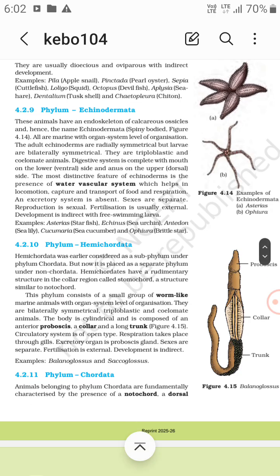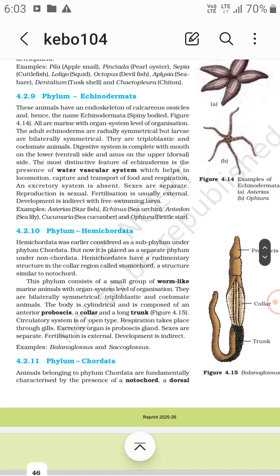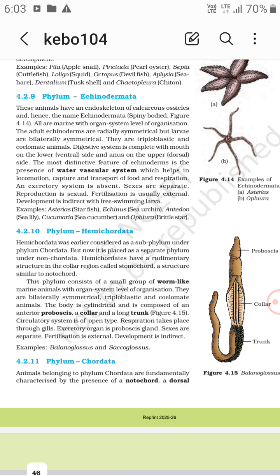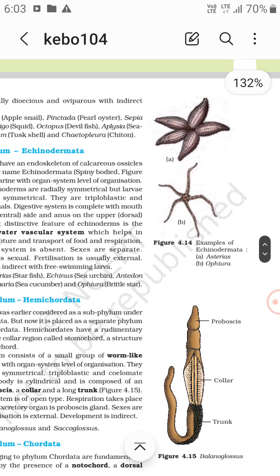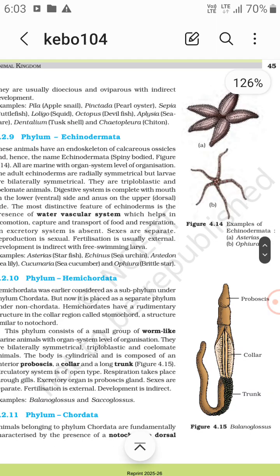They show free living larvae, indirect development. Now Asteroidea: starfish; Echinus, sea urchin; Antedon, sea lily; Cucumaria, sea cucumber; and Ophiura, that is brittle star. See, the first one is the Asterias, that is starfish, then Ophiura, that is brittle star.